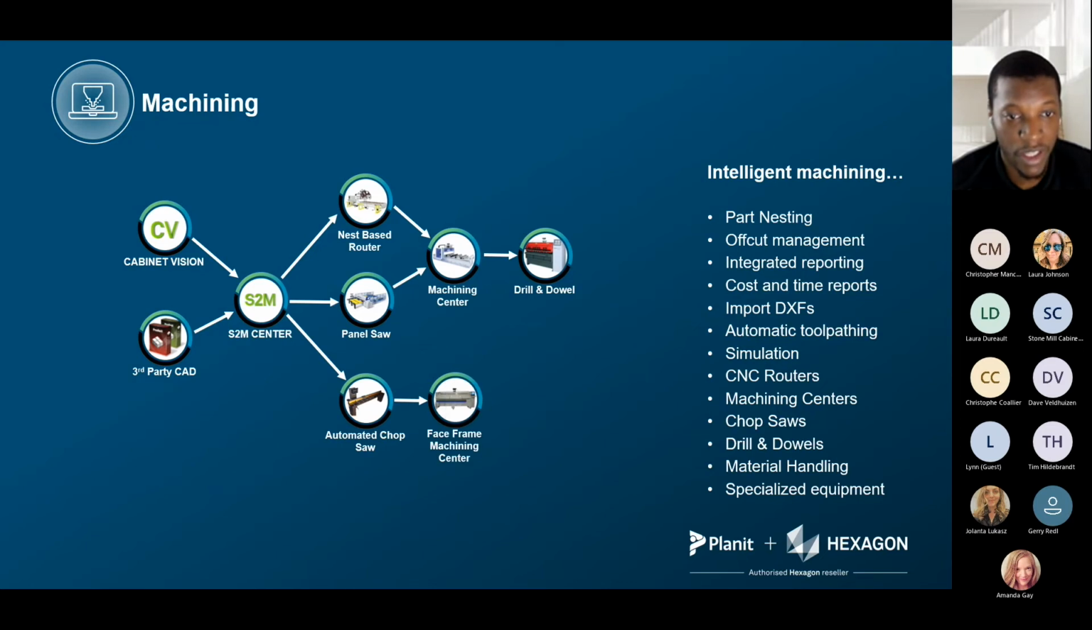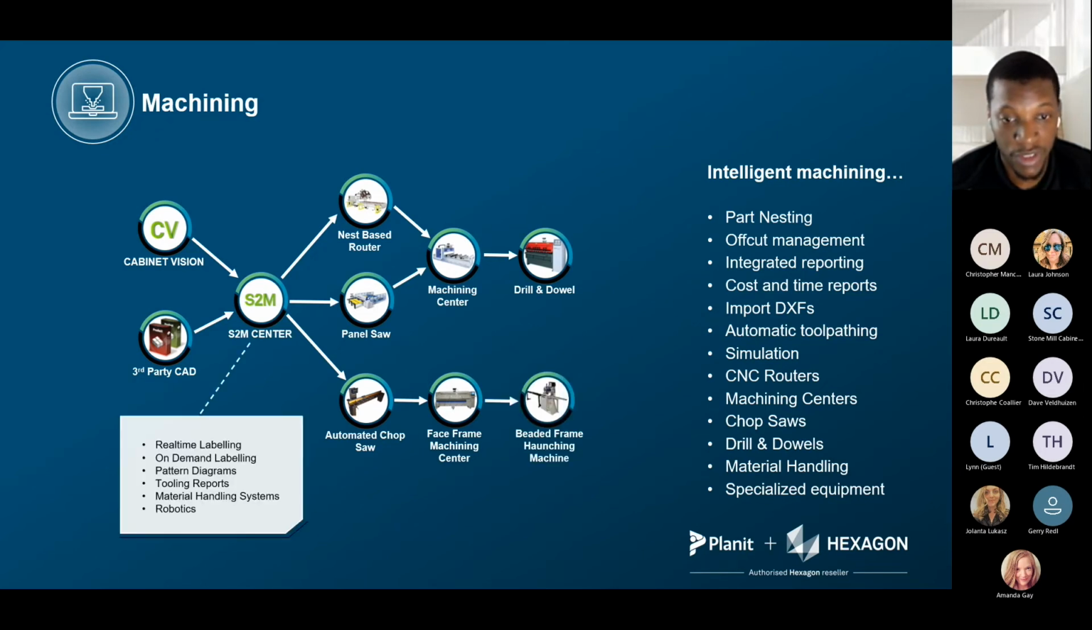And we have more specialized links, for example, for face frame machine centers, if you have some, or even beaded frame machines as well. Every machine you integrate will also be able to be provided with labeling solutions. We can use real-time labeling if your machine has a printer installed on it, or on-demand labeling, where you set up a labeling station at the offloading station of your machine, and while the operator is offloading the part, you can print the labels and put them on the part. So we have a solution for both.